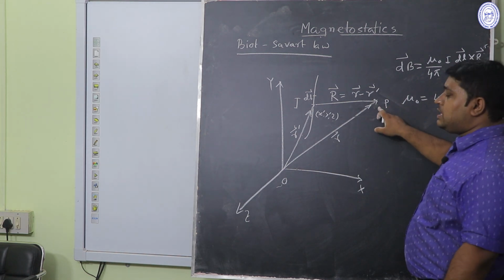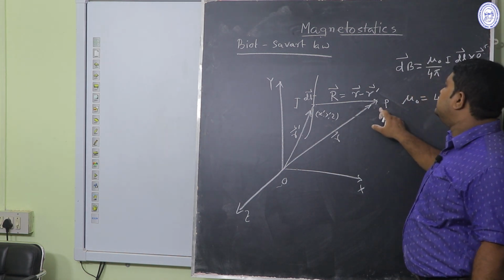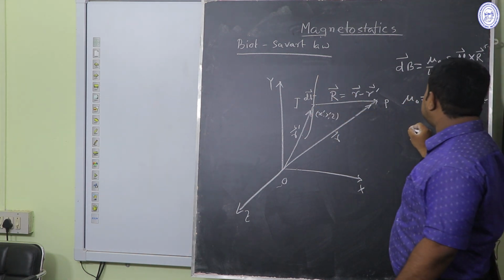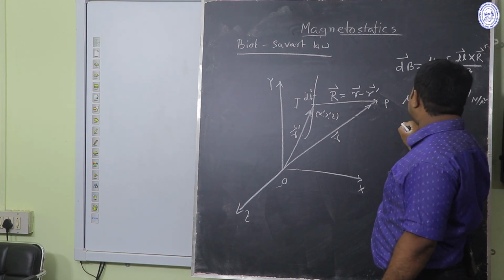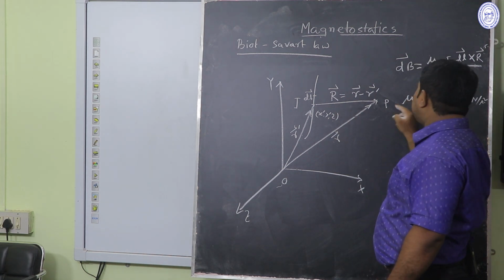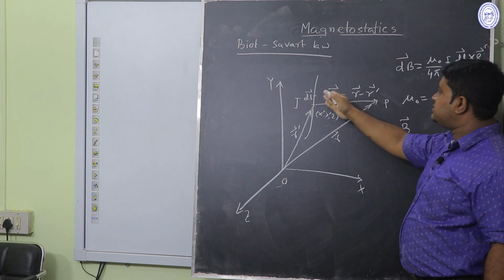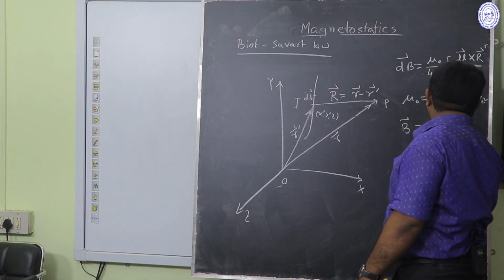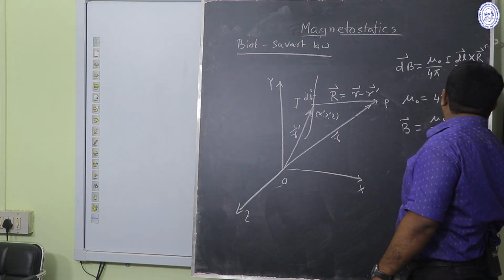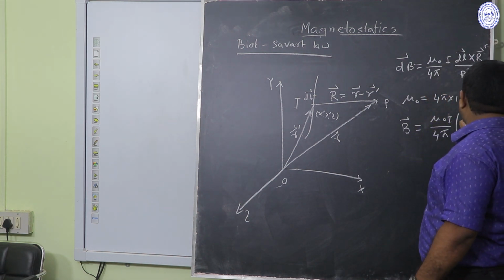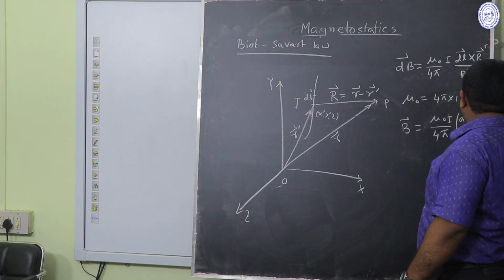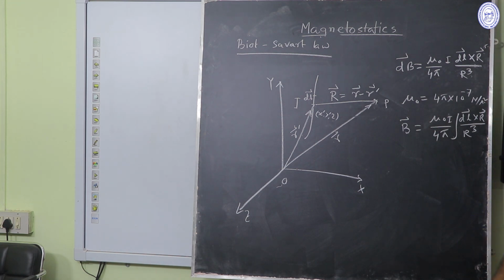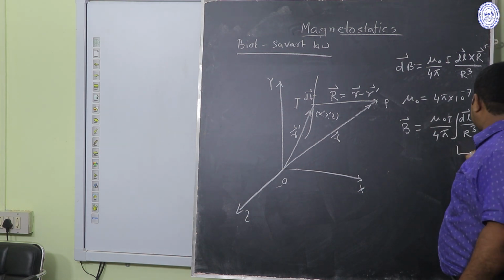So, the total magnetic field at point P due to the entire conductor can be written, according to the superposition principle, as B equal to mu 0 I by 4 pi integration dl cross R by R cube. Suppose this is equation number 1.